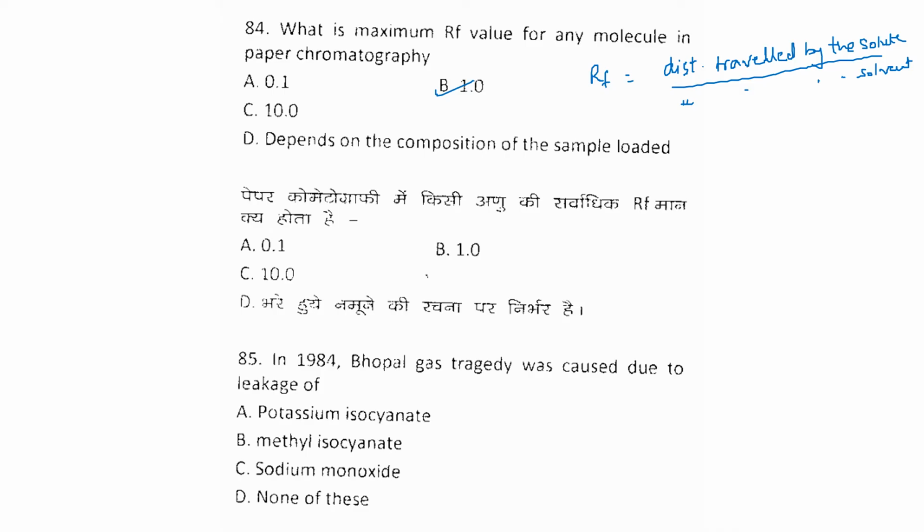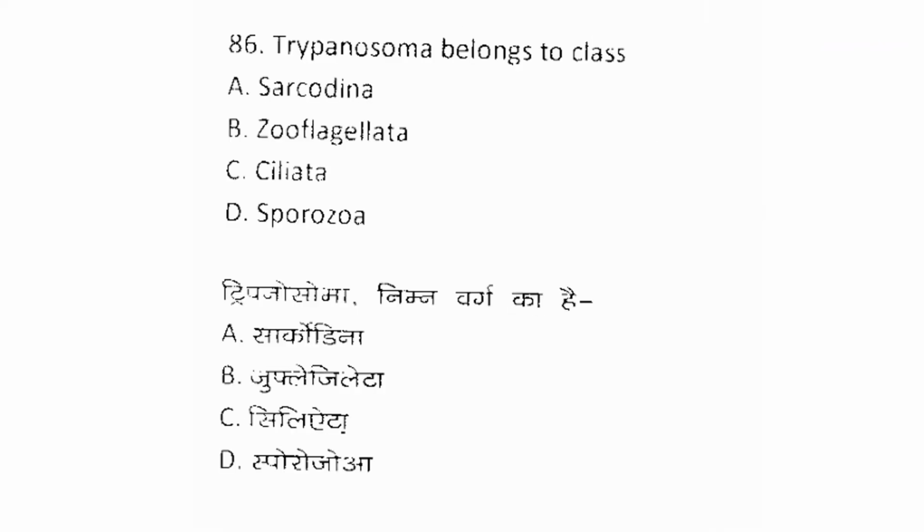Now, the 1984 Bhopal gas tragedy was caused due to leakage of? So we all know that in 1984 the Bhopal gas tragedy took place, in which thousands of lives were lost. The tragedy was caused by methyl isocyanate. Trypanosoma belongs to which class? The phylum Protozoa is classified based on their locomotory organs. So Trypanosoma has flagella, so they belong to class Zoomastigophora.